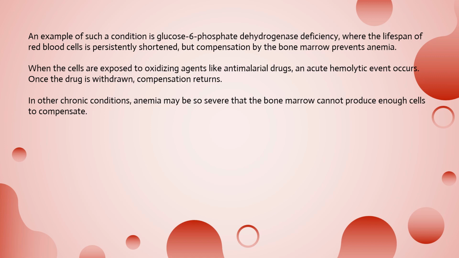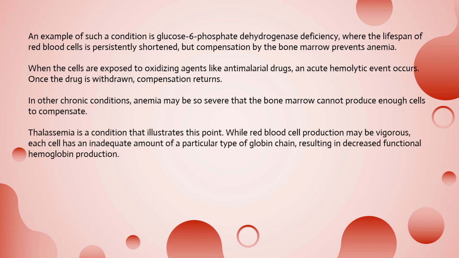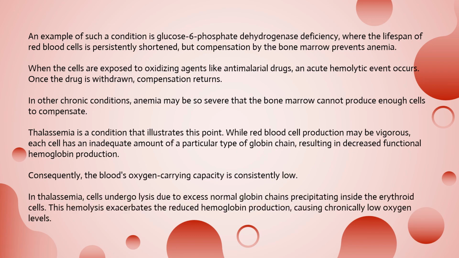In other chronic conditions, anemia may be so severe that the bone marrow cannot produce enough cells to compensate. Thalassemia is a condition that illustrates this point. While red blood cell production may be vigorous, each cell has an inadequate amount of a particular type of globin chain, resulting in decreased functional hemoglobin production. Consequently, the blood's oxygen-carrying capacity is consistently low. In thalassemia, cells undergo lysis due to excess normal globin chains precipitating inside the erythroid cells. This hemolysis exacerbates the reduced hemoglobin production, causing chronically low oxygen levels.